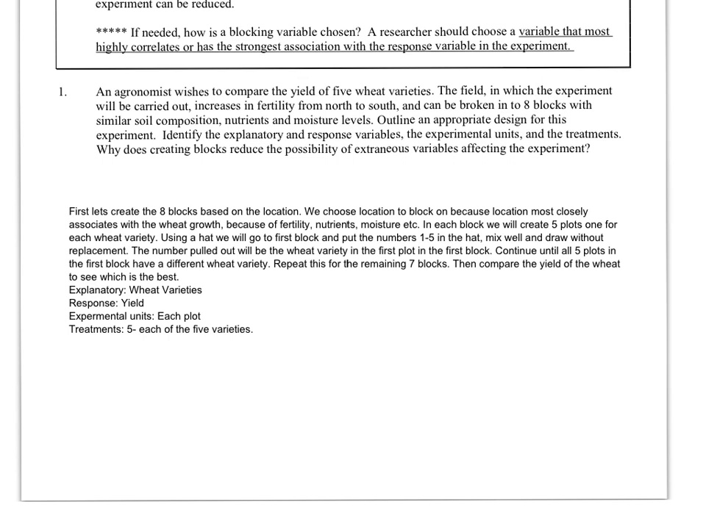Next question, why does blocking help reduce the possibility of extraneous variables? Well, now each block is as similar as possible, so each treatment will get the same soil quality. Therefore, the only difference in the 5 treatment groups is the variety of wheat. Awesome. So there's our first one that we looked at. Now let's try a couple more.